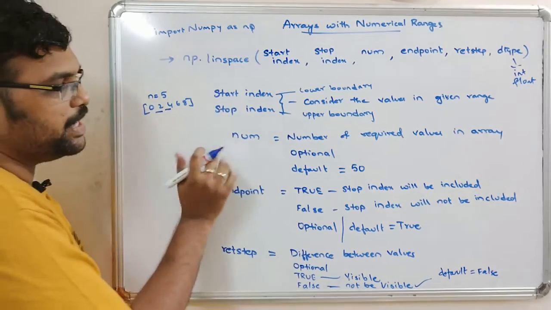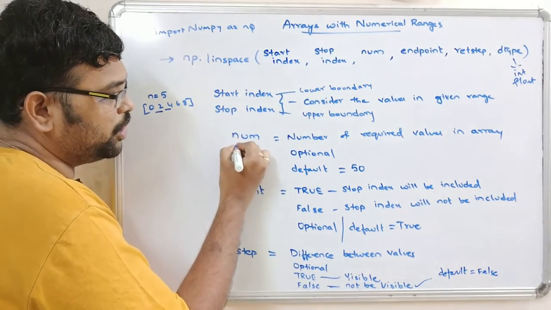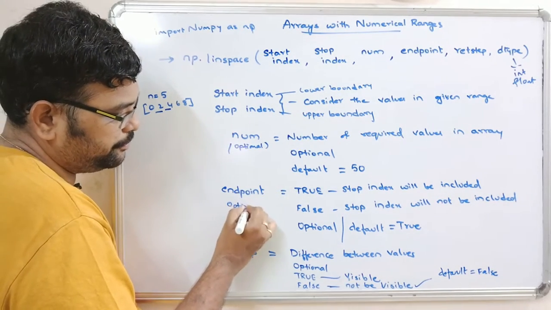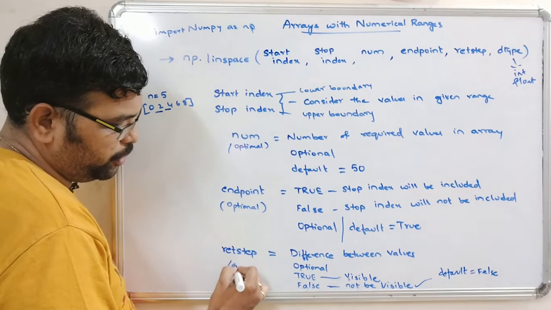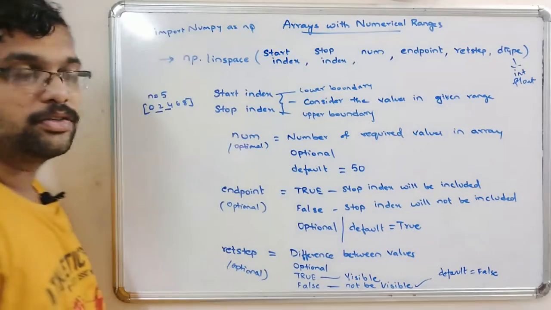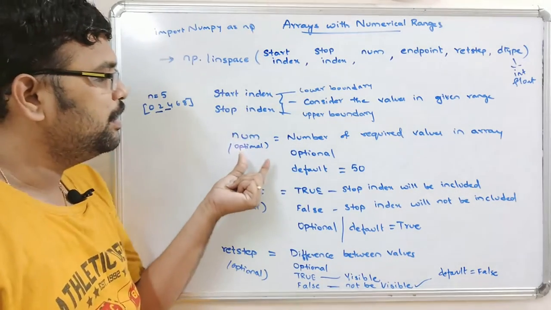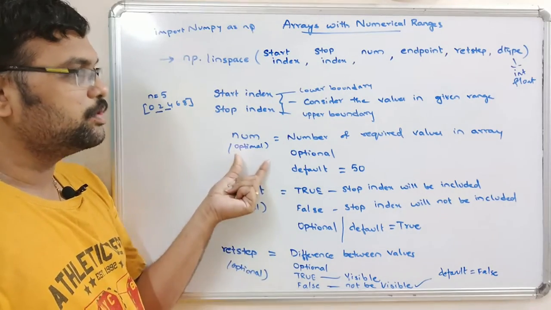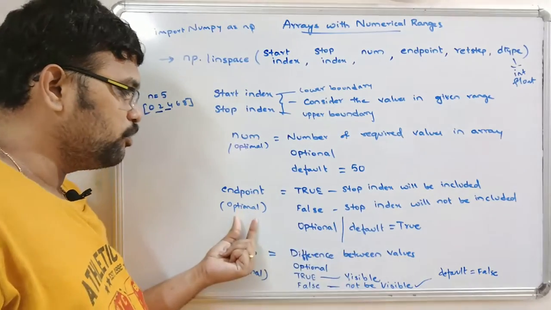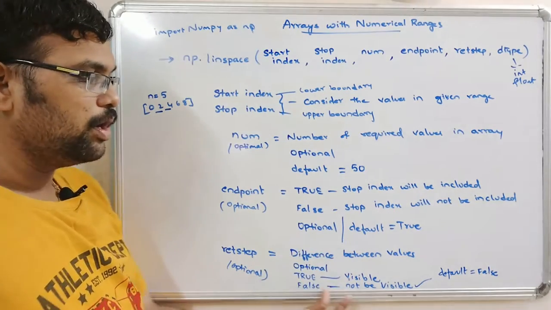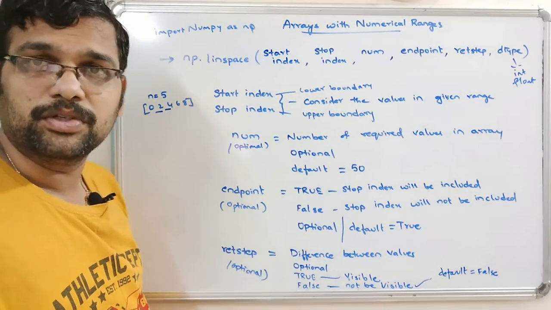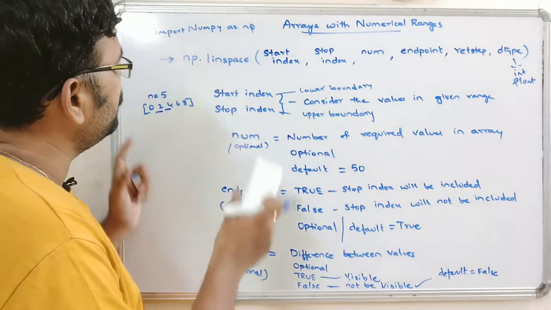See, start index, stop index, and number are optional. So we can simply give start index, stop index, and how many numbers we require. If you are not giving how many numbers we require, by default it will take 50, and it will include the endpoint, and the retstep, that means the difference value, will not be included, and the data type will be float. So this is how we can execute this.